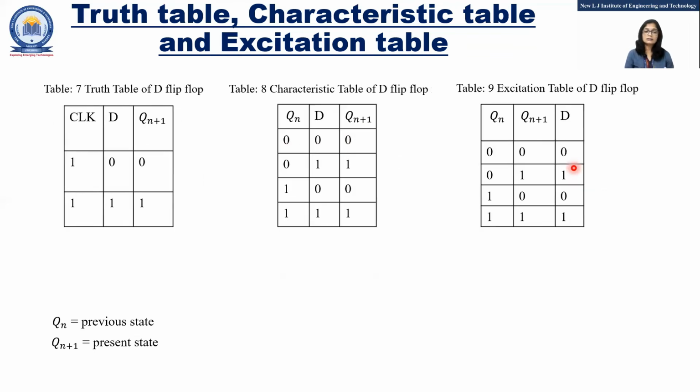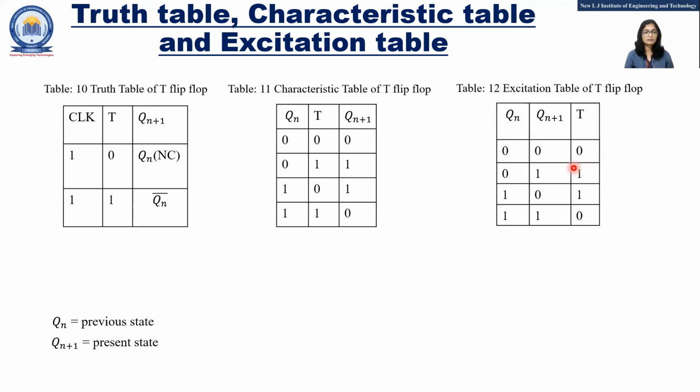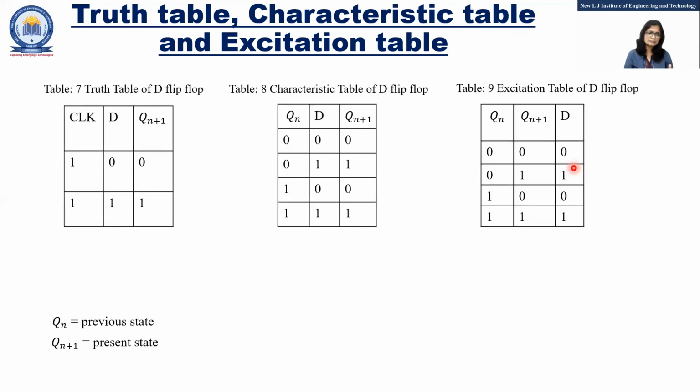Now these three tables are given for the D flip-flop and T flip-flop also. The steps will be same. First you have to write the truth table. From the truth table you can design the characteristic table, and from the characteristic table you can write the excitation table.